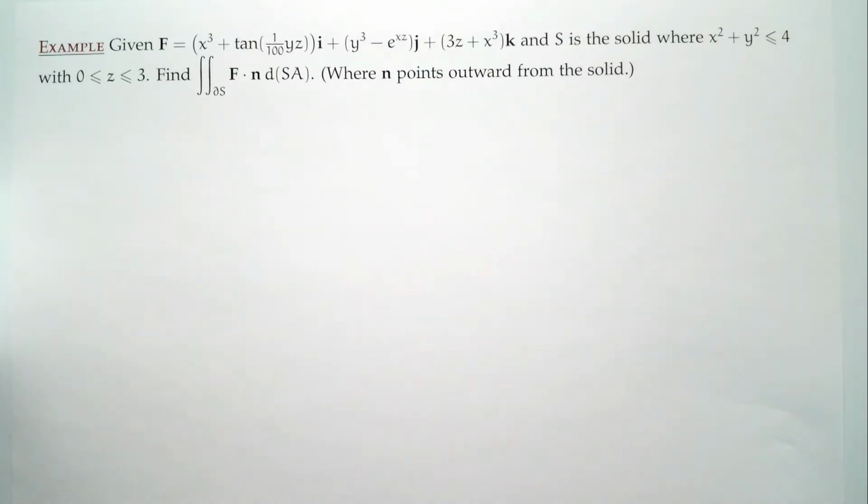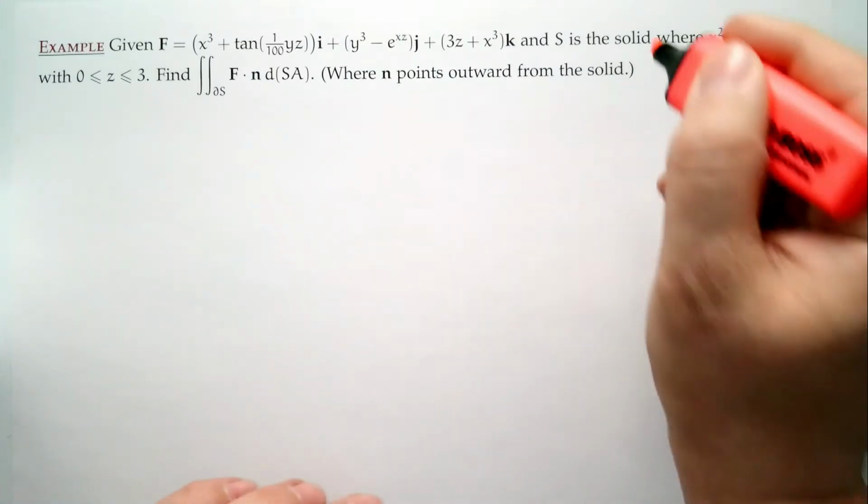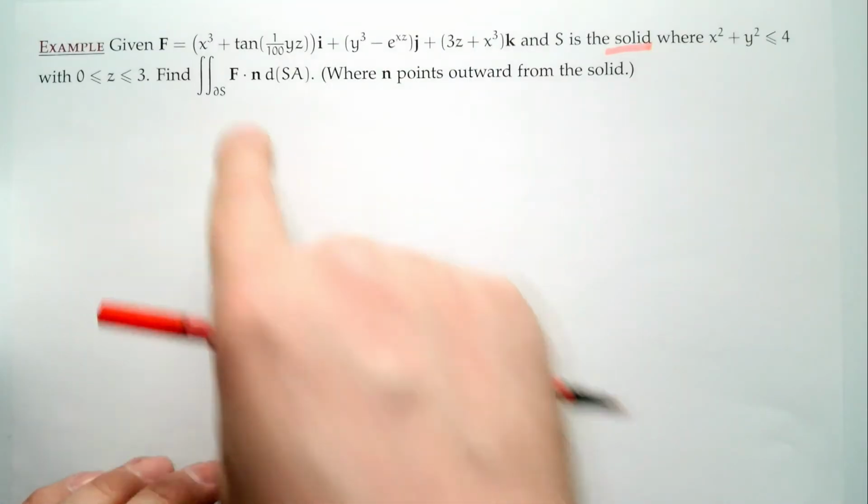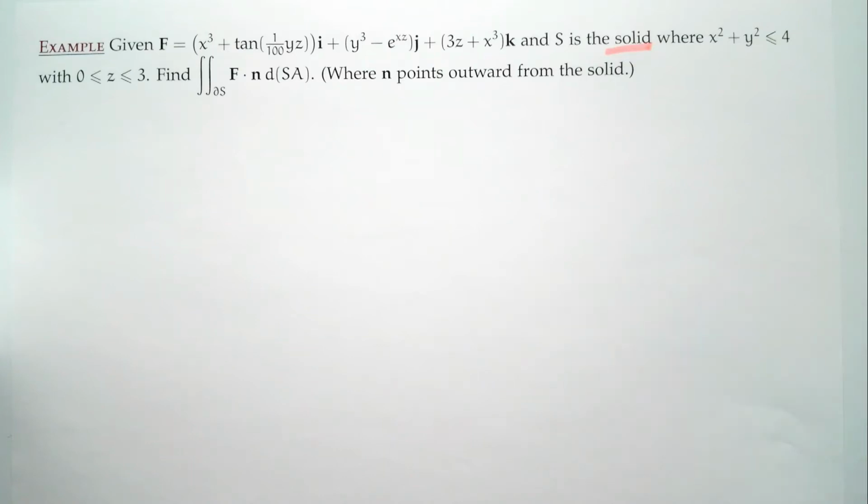Well, n will always point out when you have solids. Now, one of the key words I'll try to direct your attention to is the word solid. When you see solid, you should be thinking, this sounds like a divergence theorem question, because the divergence theorem is built off of solids. It's one of the few things that we have. Now, not everything with the word solid has to be a divergence theorem. If we say find the mass of the solid, that's not a divergence theorem. But certainly, if you see a solid and you're doing an integral on the boundary, you're thinking divergence.